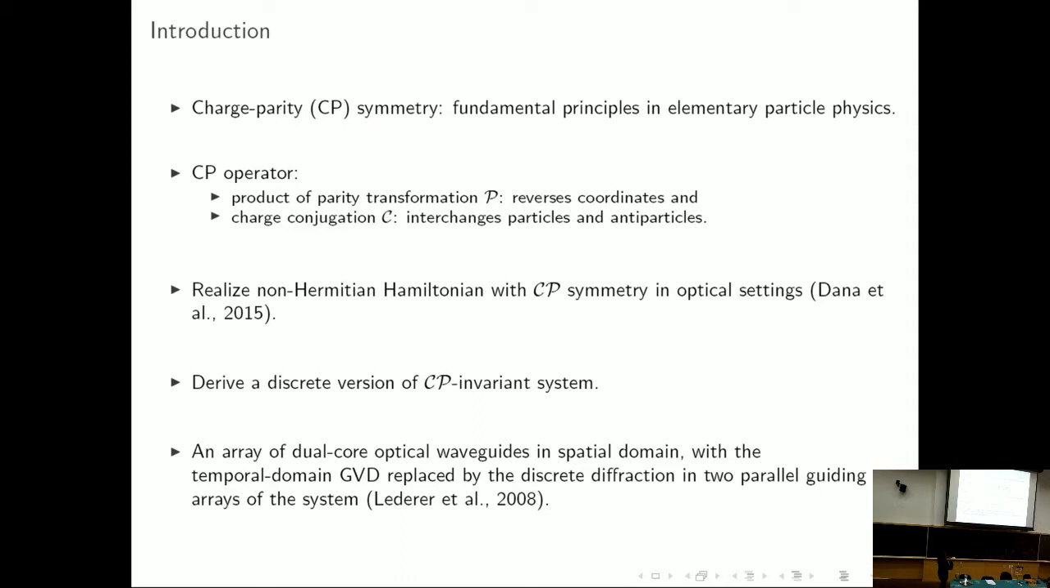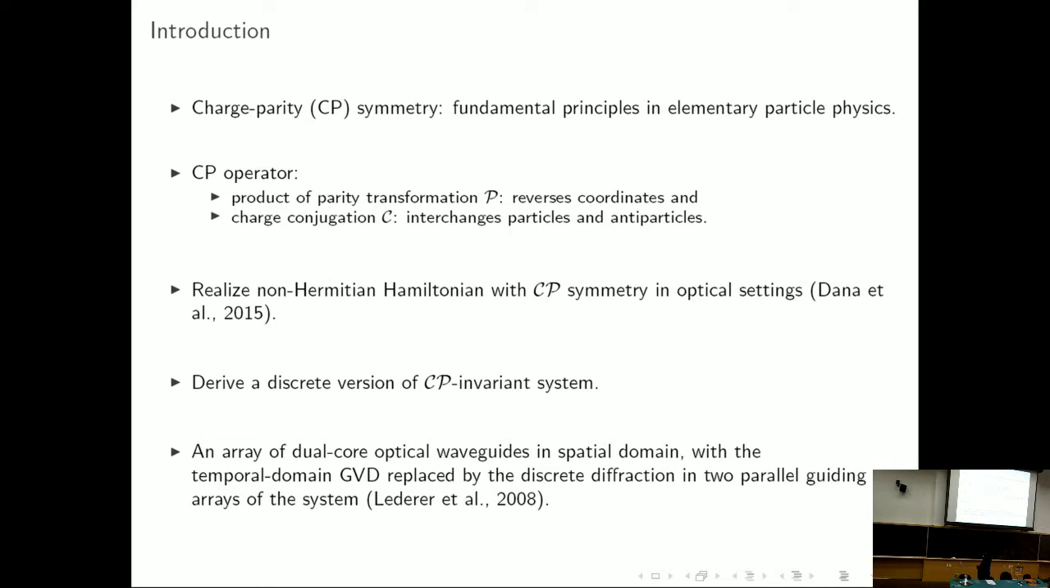And then what does it mean by CP? That's the charge parity. The C is the charge conjugation. That's the interchange between particles and antiparticles. And then the P is the parity transformation. So that's the reversal of the space coordinate. We will have applications in optics, but they also have applications in Bose-Einstein condensates. And then we will consider the model of a discrete version of a charge-parity invariant system.